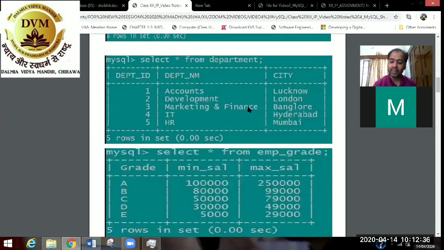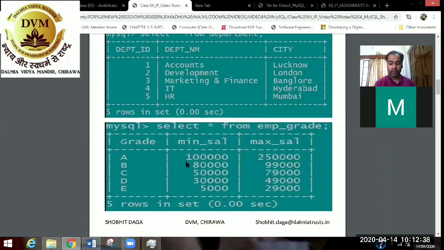The same can be assumed for the employee table, that it is a small chunk of the original table. There is additionally an EMP grade table. Here you can see that employees can be graded as A, B, C, D, and E on the basis of their minimum and maximum salary. An employee whose salary is between 1 lakh and 2,50,000 will be graded in grade A. The same follows with B, C, D, and E.